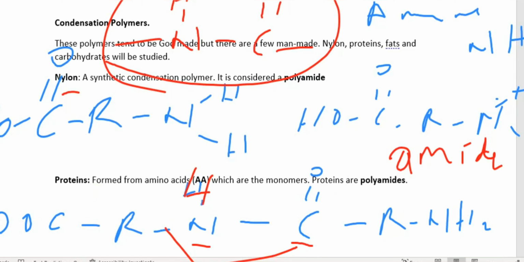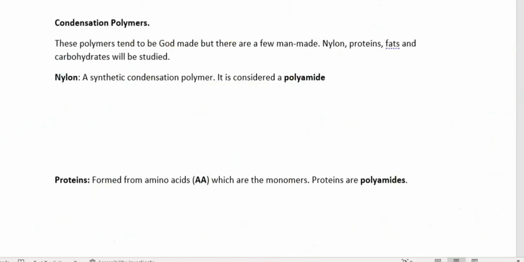What can happen now is that another monomer could join over here and another monomer could join over here. It will continue to join and join until you have made whatever you want to make. And so this is how your polyamide for nylon would look. All right, so let us look at the next polymer now.